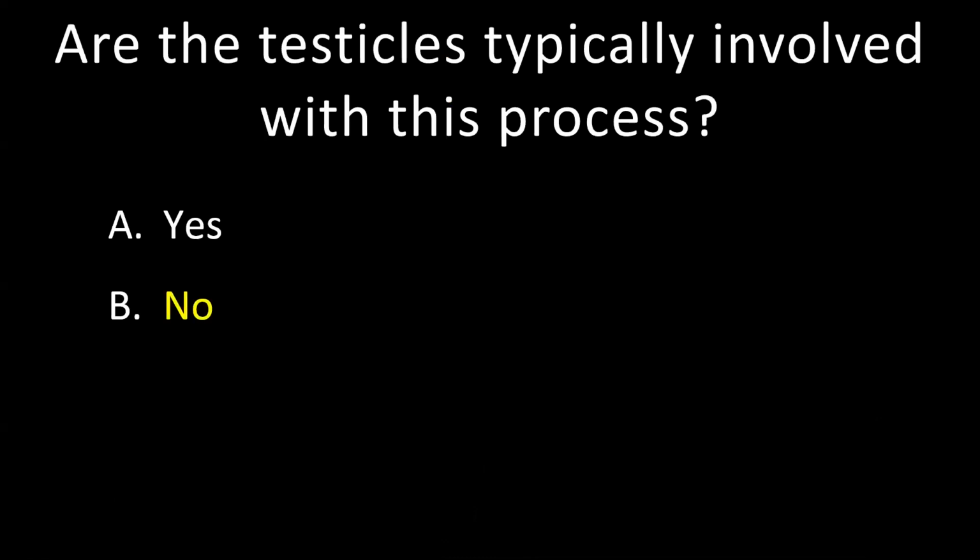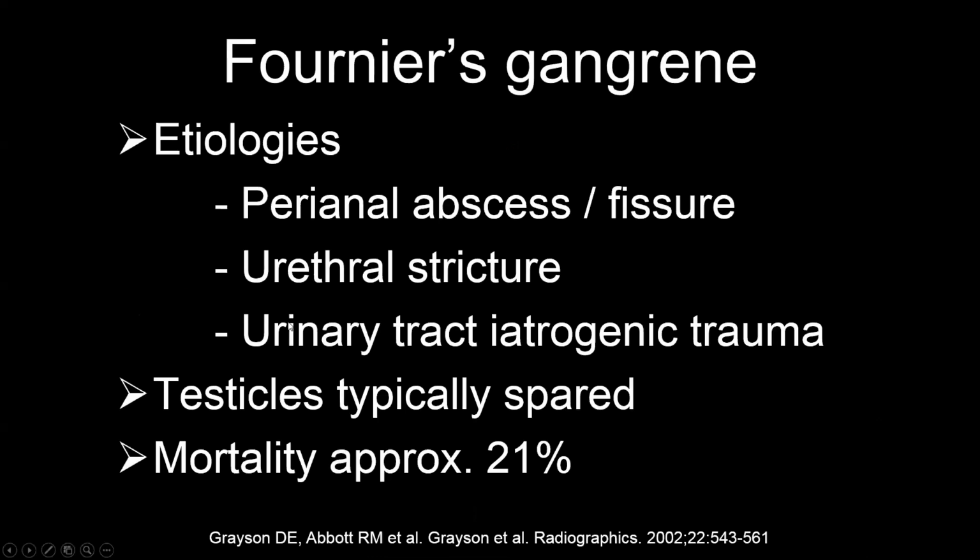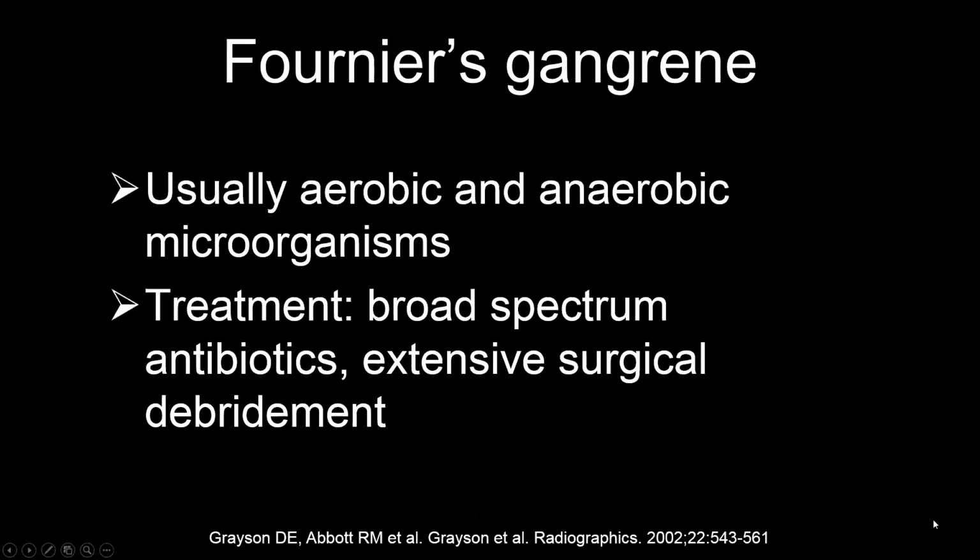And actually, when I talk to my urology colleagues, they've told me that sometimes they actually move the testicles into the medial thighs while they're doing the major debridements that need to occur. So Fournier's gangrene, oftentimes there is some kind of minor trauma preceding it. The testicles are typically spared, and the mortality rate is about 21%. It's mixed microorganisms, and the treatment is broad spectrum antibiotics and extensive surgical debridement.